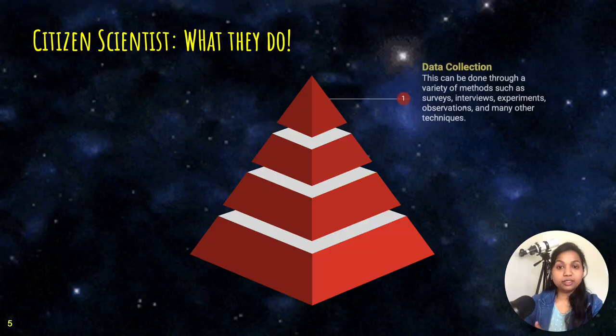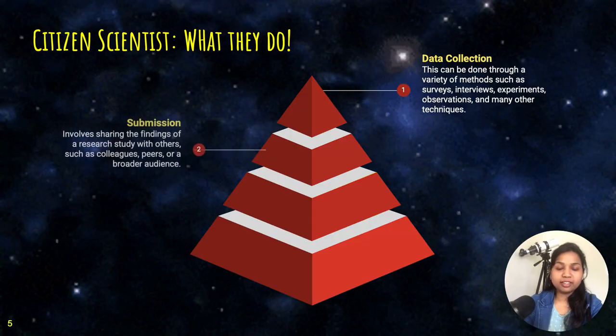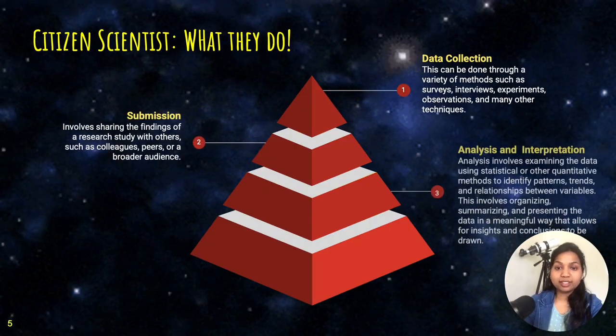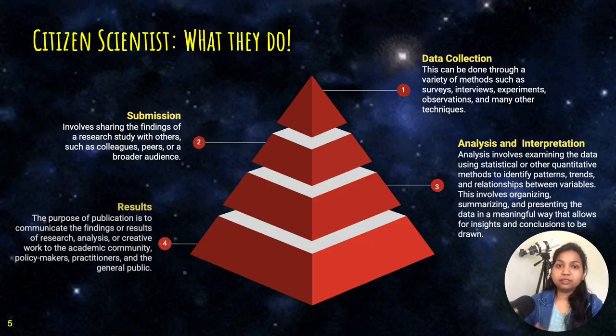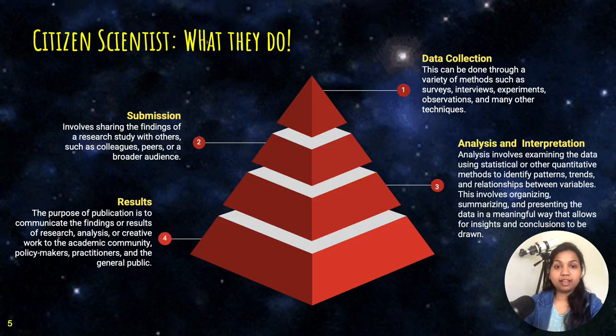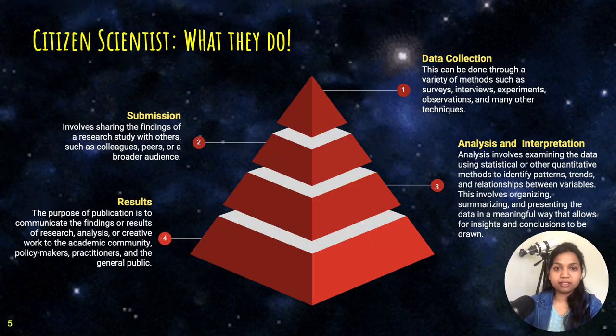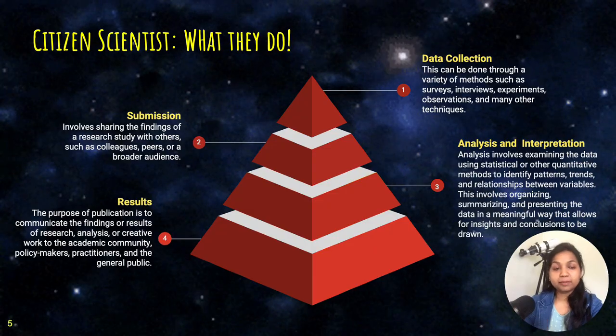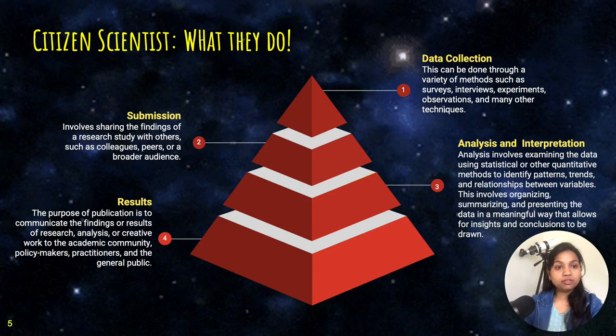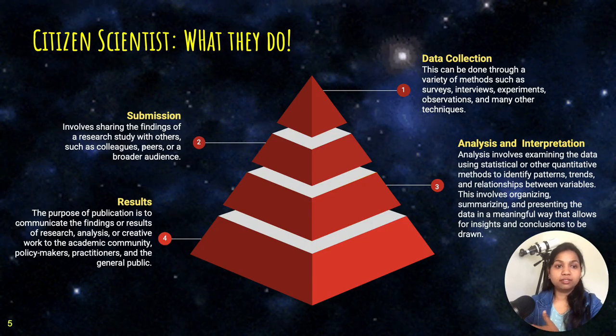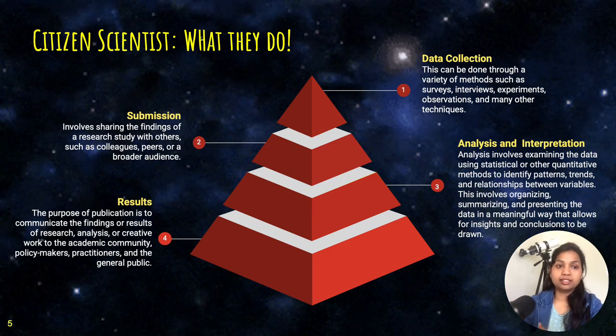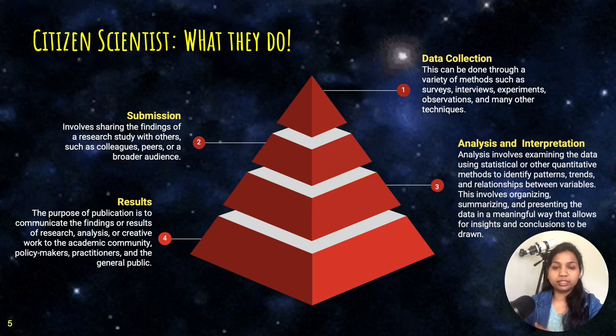The task or the duty of a citizen scientist can be divided into four basic parts. First is data collection. This can be done through a variety of methods such as surveys, interviews, experiment, observations, and many other techniques. Second is submission, which involves sharing the findings of a research study with others such as colleagues, peers, or the broader audience.